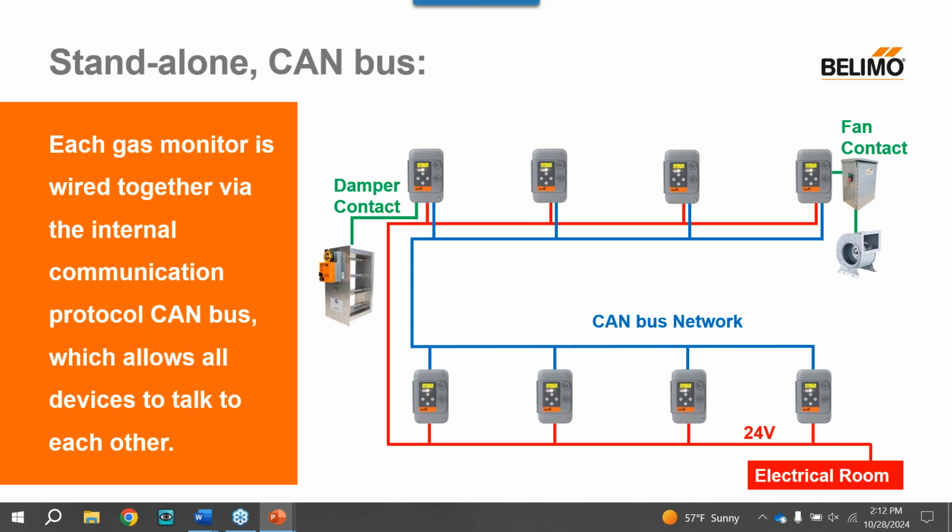The second topology is standalone with the CAN bus network. This allows all devices to talk to each other and to send messages when any device detects a gas or goes into alarm because of high or low temperature or from any fault on the network. Using CAN bus allows the use of -C models that, as we spoke about before, have CAN bus only, which talk to other monitors to turn on fans and open dampers. So these are more cost effective when relays and analog outputs are not needed.